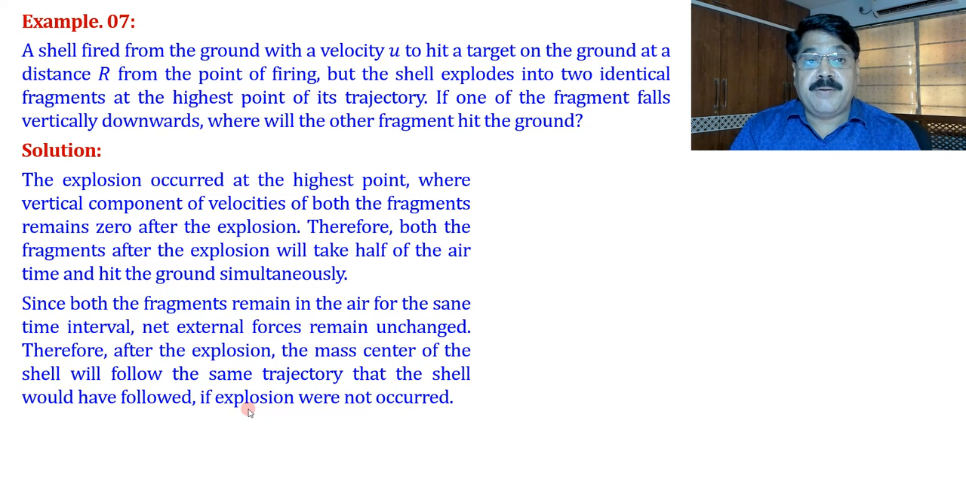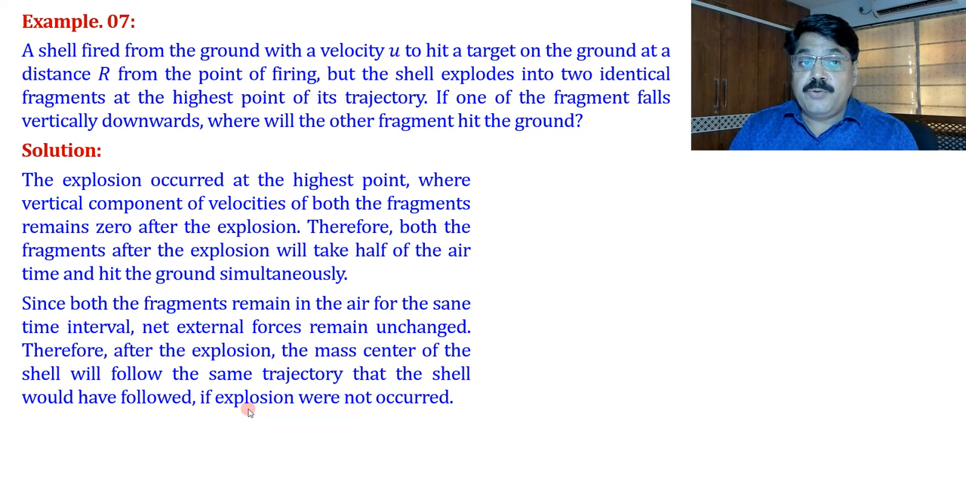Again, please keep in mind: if one of the pieces has acquired a vertical velocity, it would hit the ground at some other time. Suppose a fragment acquires a downward vertical velocity; it will hit the ground earlier than the other fragment. In that case, till that moment the center of mass will follow the same trajectory, because till then the net external force is only weight. When the first fragment hits the ground, an external force from the ground starts acting, so at that time the trajectory of the center of mass will change. We'll discuss this later in an advanced example.